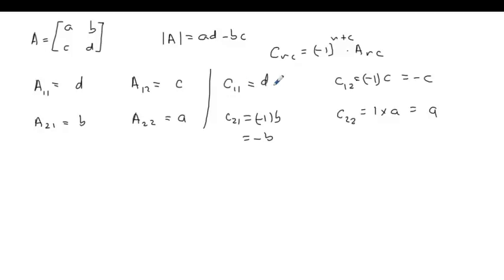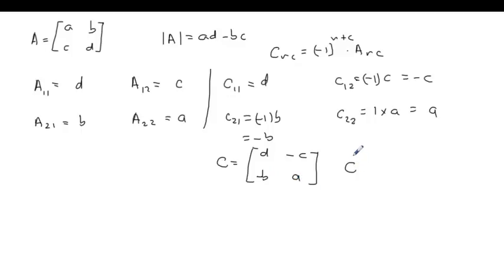Now, just say this is a row for the cofactor matrix. This is a row for the cofactor matrix. Therefore, cofactor matrix is D, minus C, minus B, and A. And you can see this is not what we had in the inverse. Yes or no? So what do we do now?